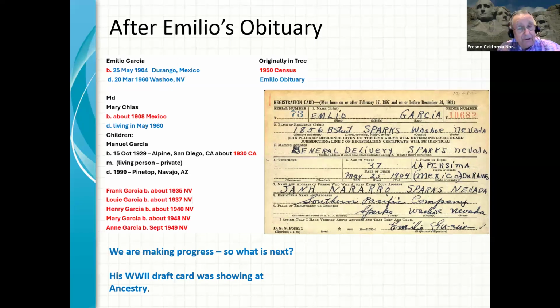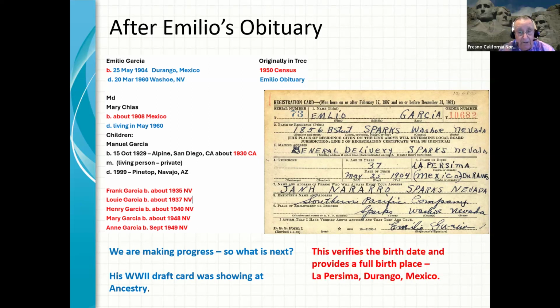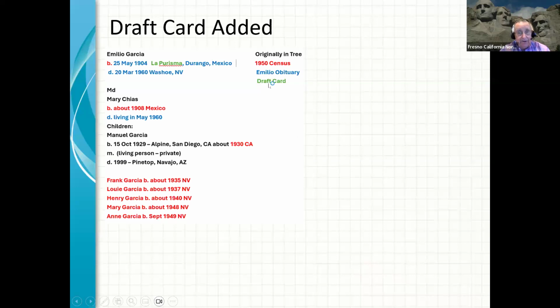When you're doing research in other countries, that is the real key factor. That's the only new thing we pick up off this card, really of major importance. You work for the Southern Pacific, but besides that, it didn't really pick up much news on there. We got an address, but that's about it. Okay, but it verifies Durango and adds the town. Now we have a full place. So now you can see using the draft card, I've added the little village to the place of birth. So now the question says, okay, what else?